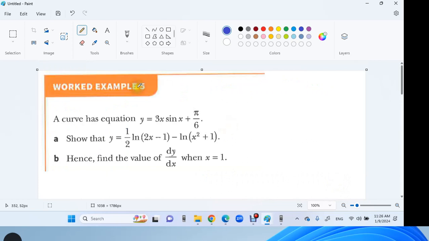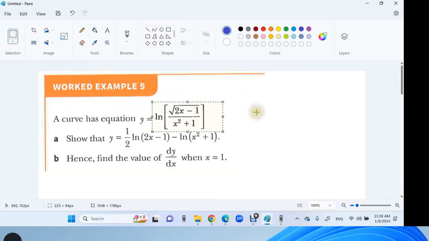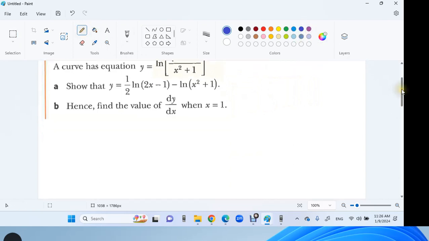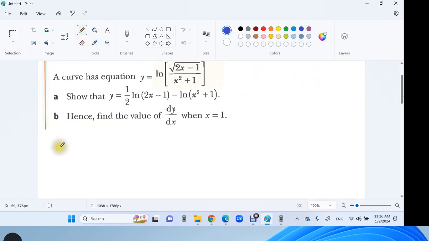A curve equation. This one, worked example 5, they made a mistake. The equation is actually this one. Okay, so this is the equation. So we have y equals ln. We know that in ln we have ln a over b, it will become ln a minus ln b.